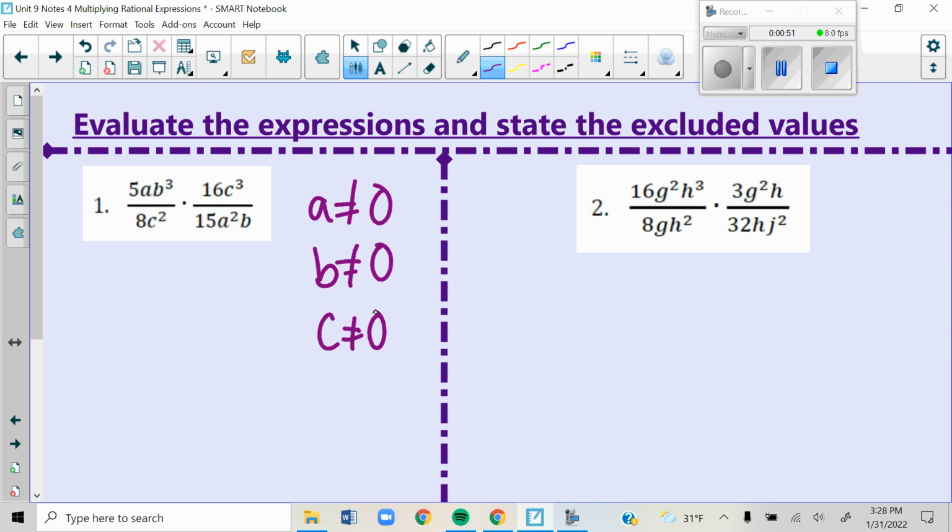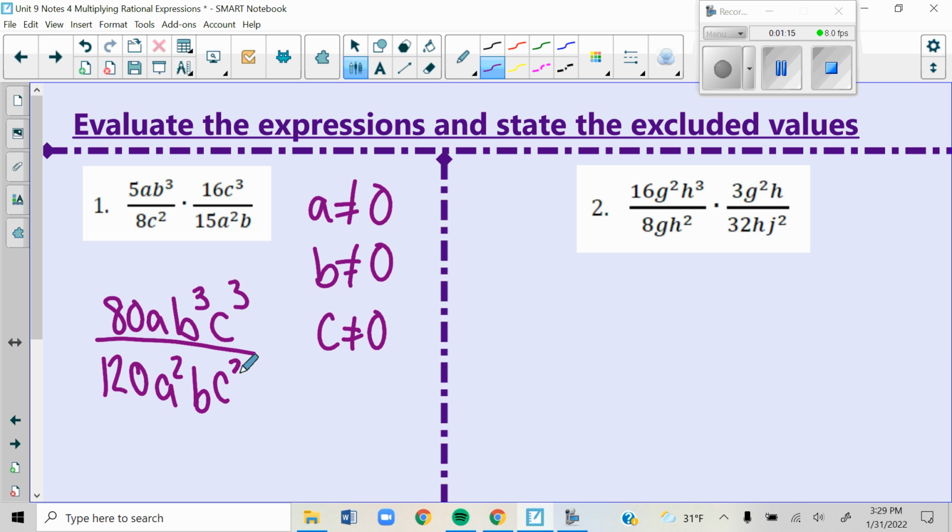Then it says multiply the numerators. So 5 times 16, we get 80. And then there's no multiple of the A's, so it stays A. There's no multiples of the B, and there's no multiples of the C. So they just stay as they were. We go ahead and take 8 times 15, and that gives us 120. And again, we just have one of each variable. So just go ahead and jot those down then.